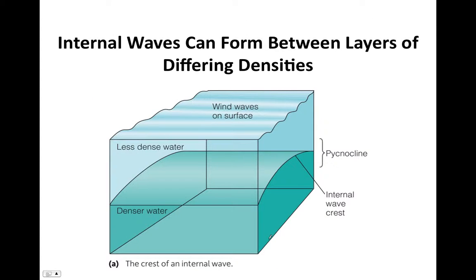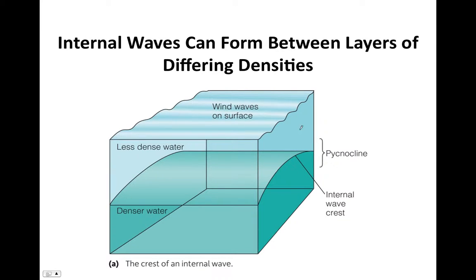So waves don't only occur at the surface of the ocean. Waves occur anytime there's an interface between two fluids that have significantly different density. So obviously the ocean has a different density than the atmosphere, so waves often form at the boundary between the ocean and the atmosphere.